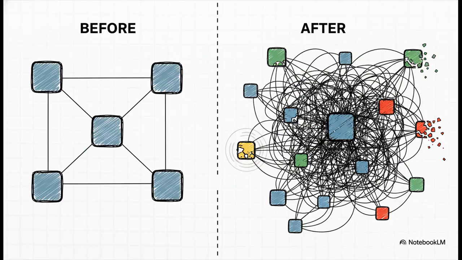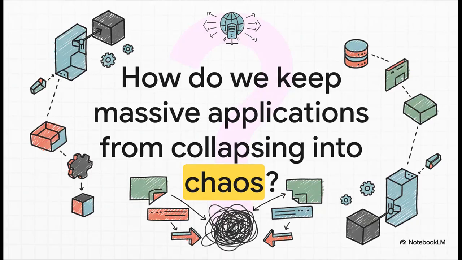And here's the catch. As these systems get bigger, they get exponentially harder to manage. You make one tiny change over here, and suddenly something completely unrelated breaks over there. So how in the world do developers build these massive, globe-spanning applications without them turning into an unmanageable mess? That's the big question, and that's exactly what we're going to answer in this explainer.